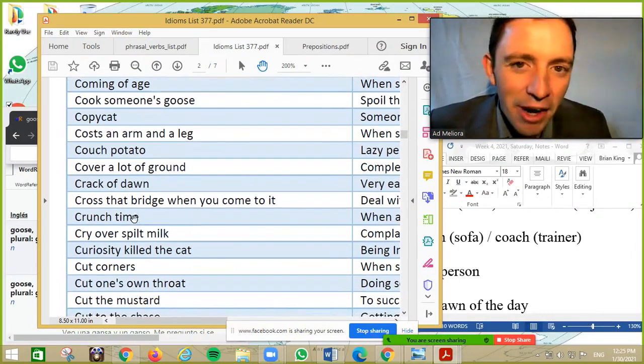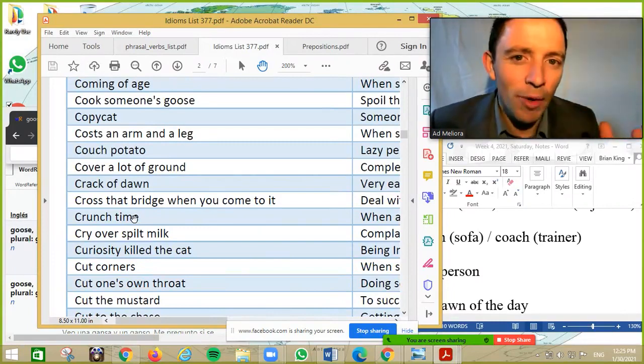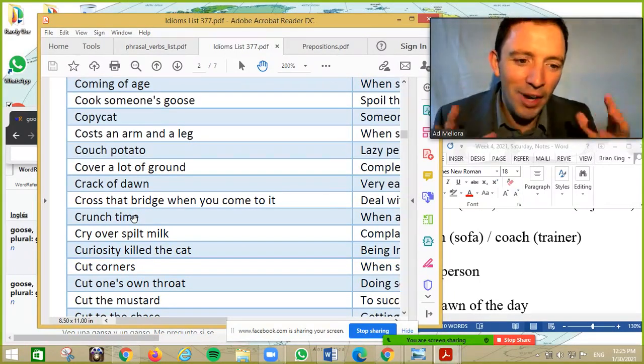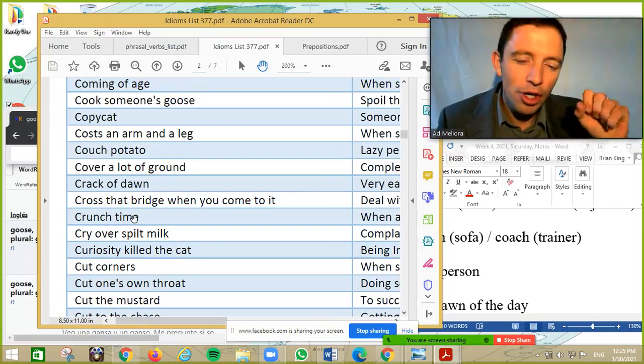Again, the next one is very, very comfortable, very conversational, very normal. Crunch. So crunch is a verb like this, very similar to crush. Crush is this action, and crunch is very, very similar.